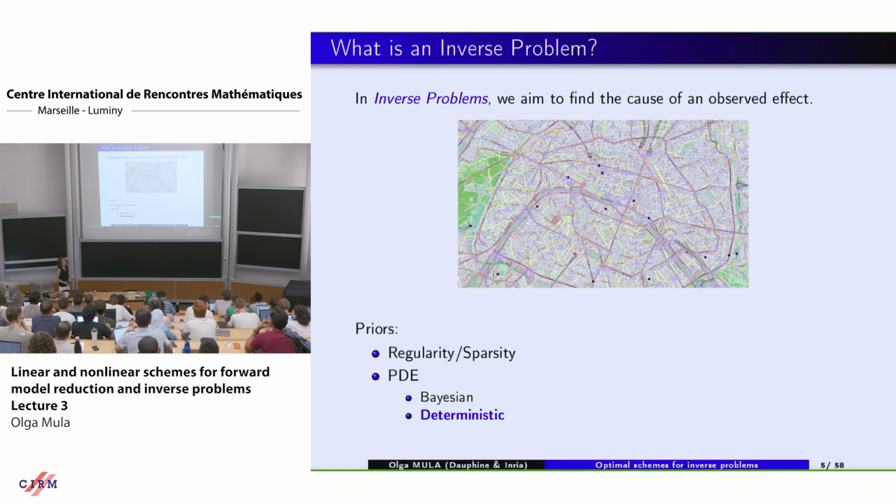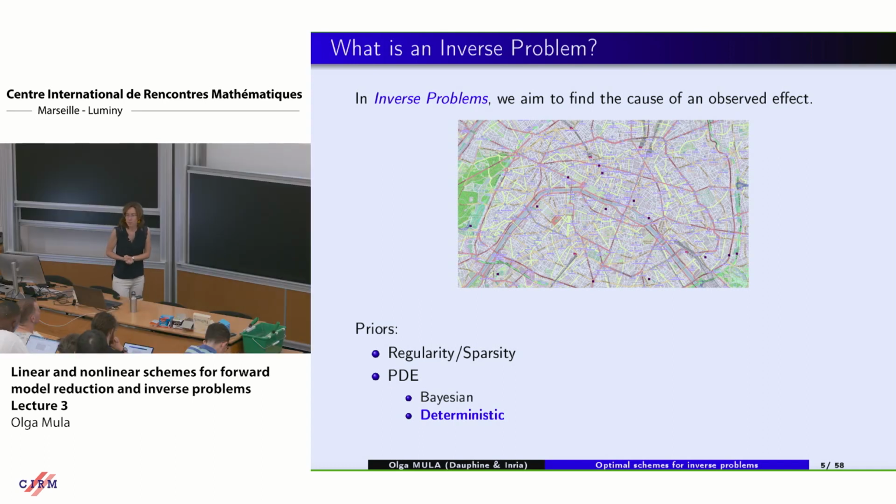So, what is an inverse problem? In an inverse problem, we want to find the cause of an effect that we observe only partially. As a first example, consider the problem of reconstructing a pollution field in a city. This is the map of the inner city of Paris. It is about 10 by 10 kilometers square. And in this area, we have about 15 sensor locations, which are these little dots over here.